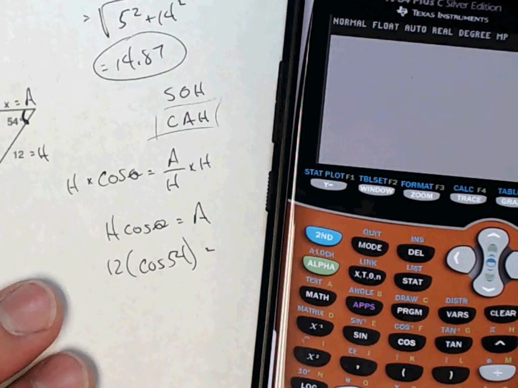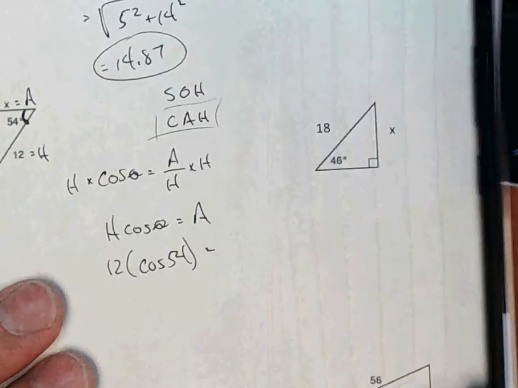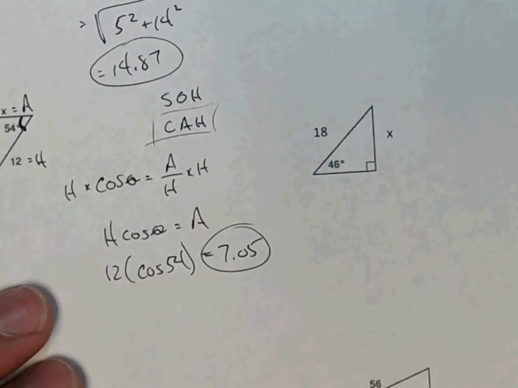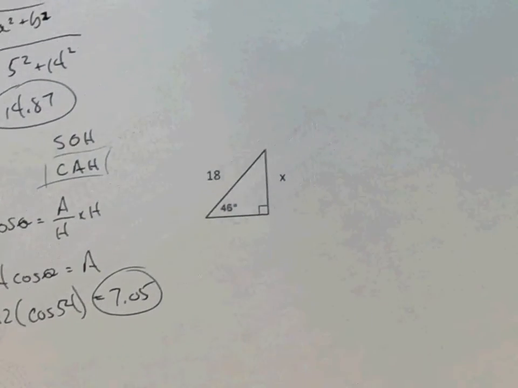So now we're going to have 12 times cosine of 54. We do that and we get 7.053 or 7.05. Alright, not too bad. Let's try another one over here.